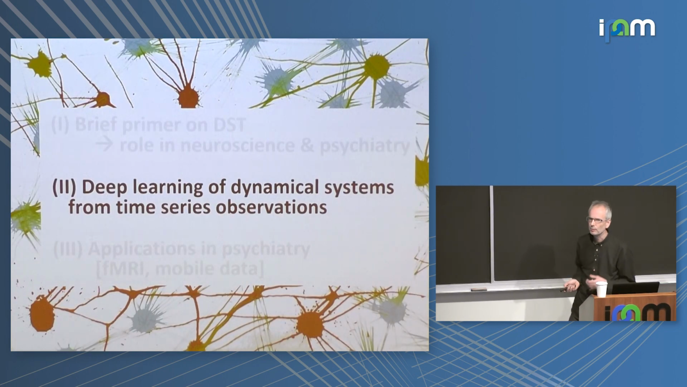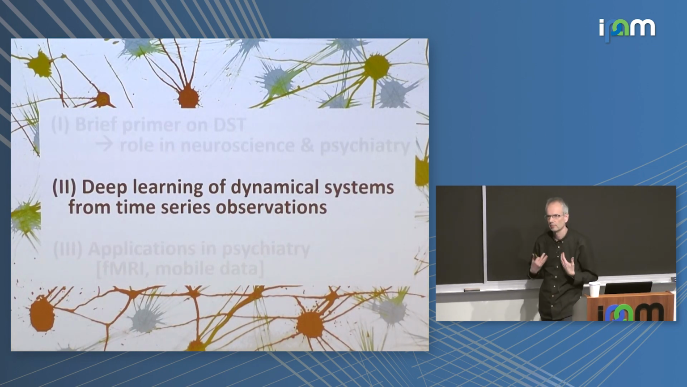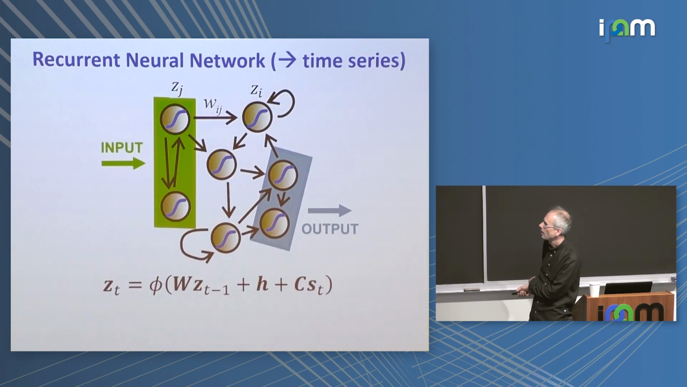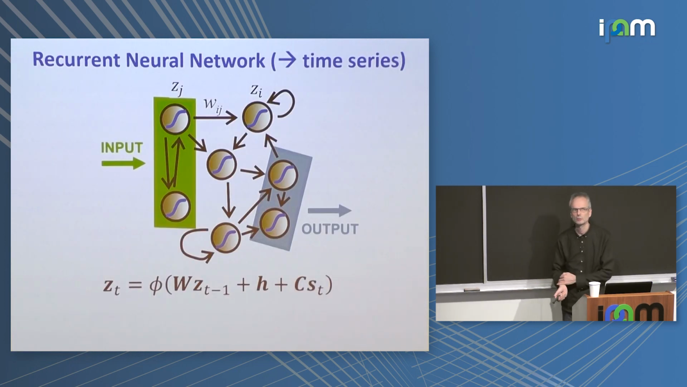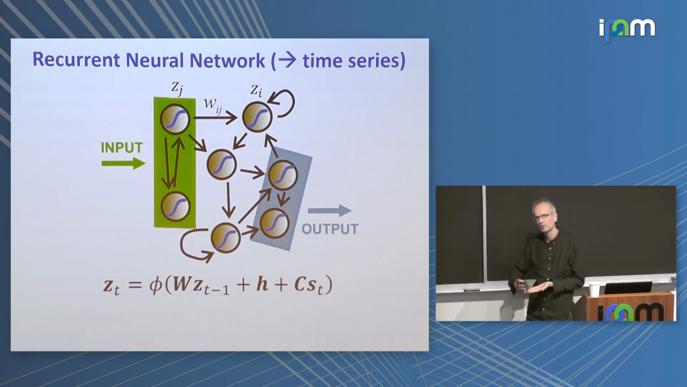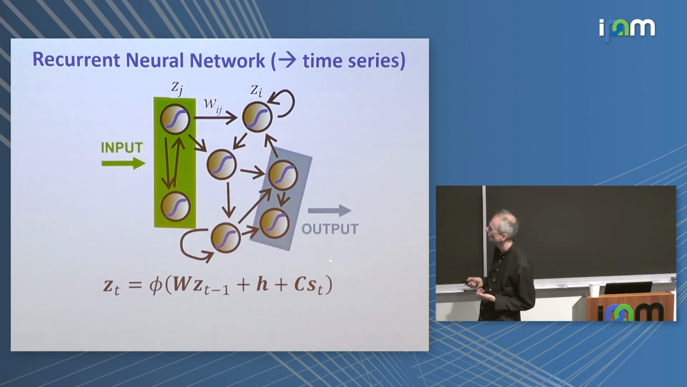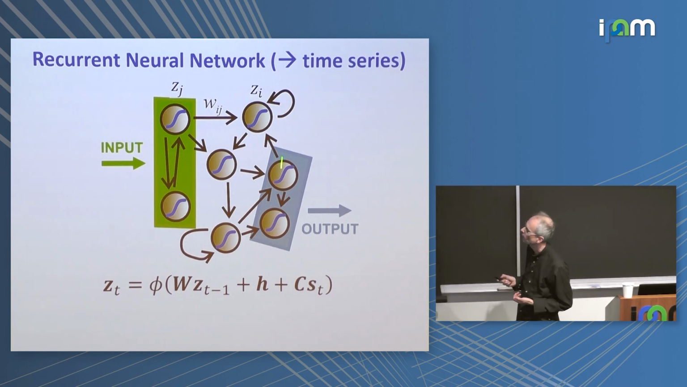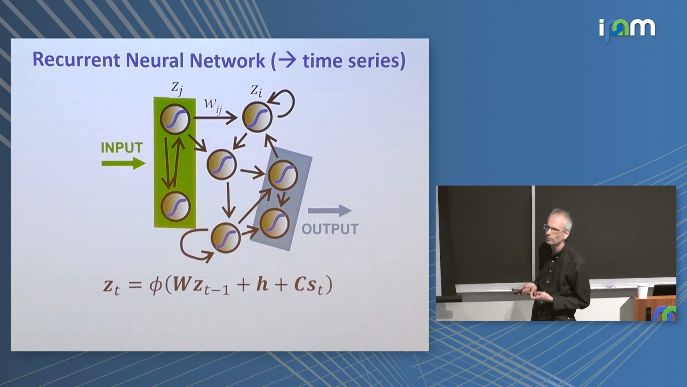Okay, now let me start with what I actually wanted to talk about mostly today, and that is our deep learning or statistical deep learning approaches. So we use recurrent neural networks. More than 90% of deep learning, I think, is done with feed-forward architectures. We use recurrent neural networks. That means you have a bunch of units which do not just have feed-forward connections, but they also have a lot of feedback connections.